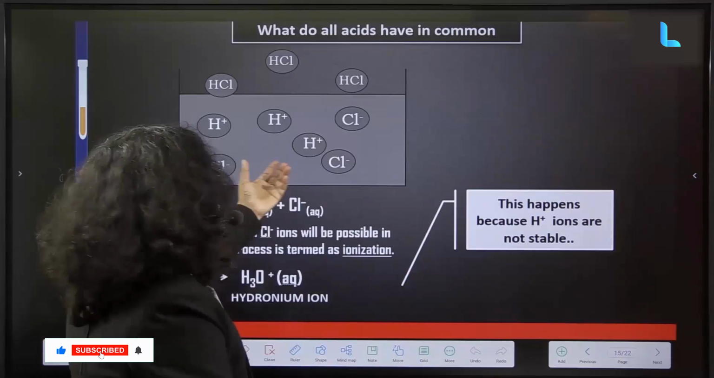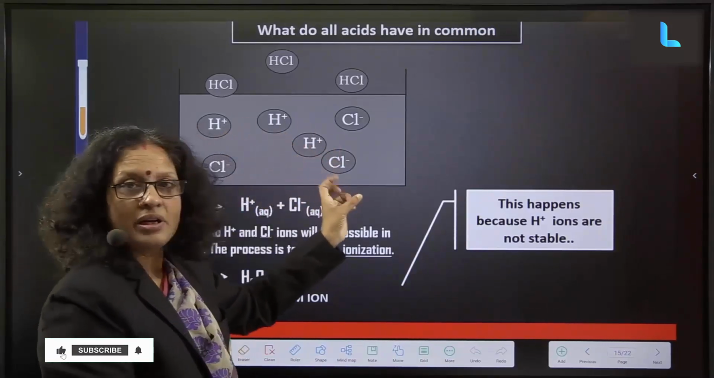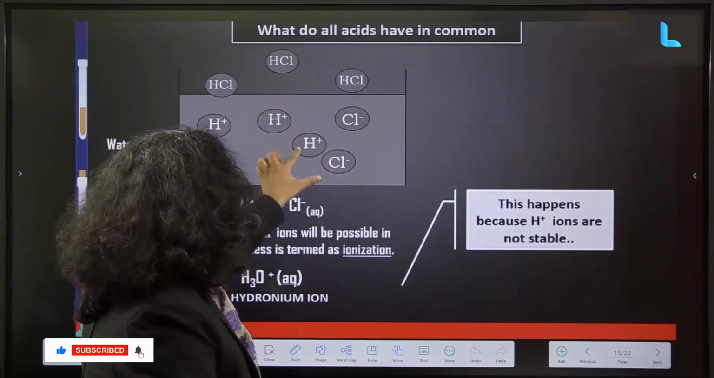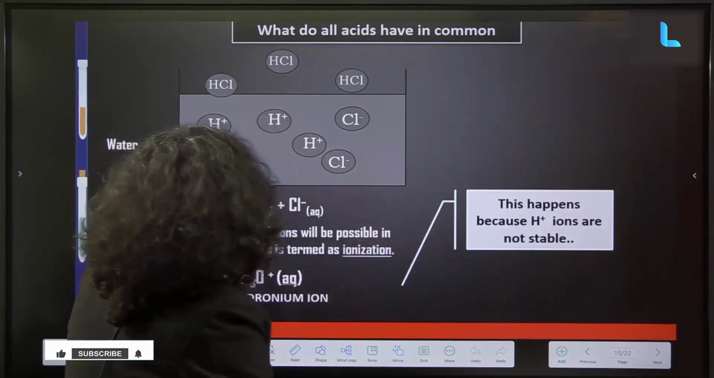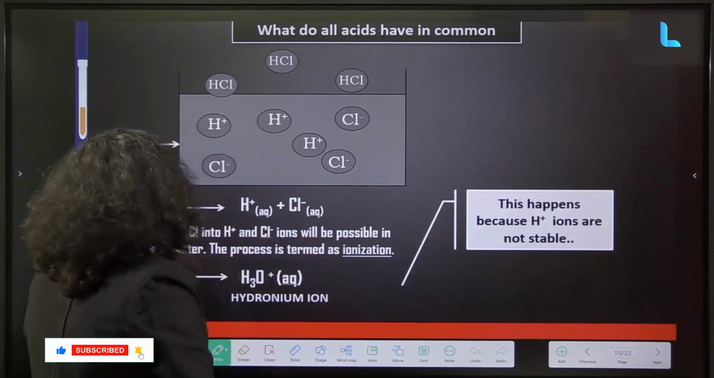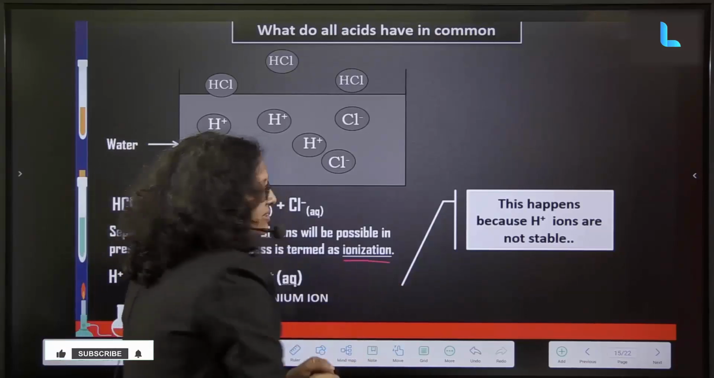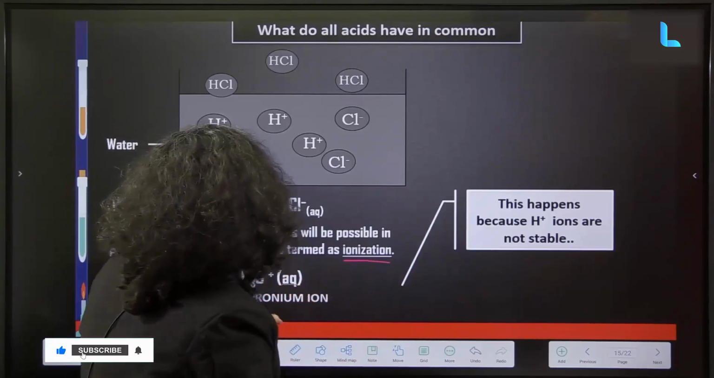Like we can see here, for example, HCl solution in water in a beaker, what will happen? There will be plenty of ions. HCl will break into H plus and Cl minus. Separation of HCl into H plus and Cl minus is possible in the presence of water, and this process is called ionization, converting into ions.